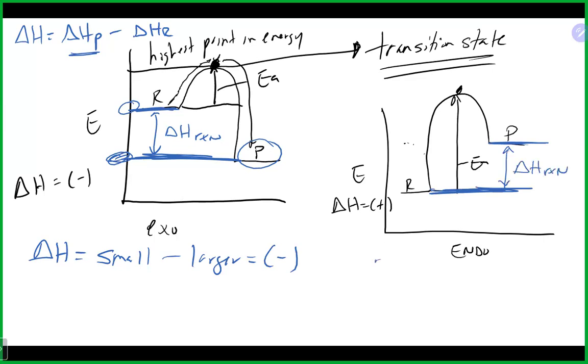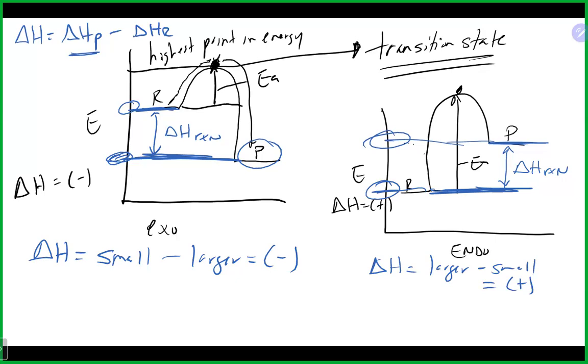And once again, if we were to calculate it here, our products are higher in energy, so it's going to be a larger number, minus our reactants, which are smaller in energy. And a large number minus a small number will yield you a positive number in this case. So that is why, if you see a delta H that's negative, it will imply that this is going to be an exothermic reaction. And if you have a delta H that's positive, it'll be an endothermic reaction. Any questions on that?